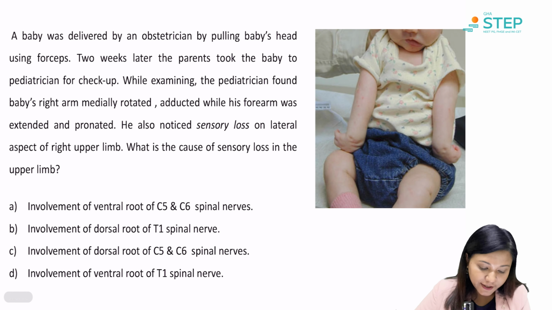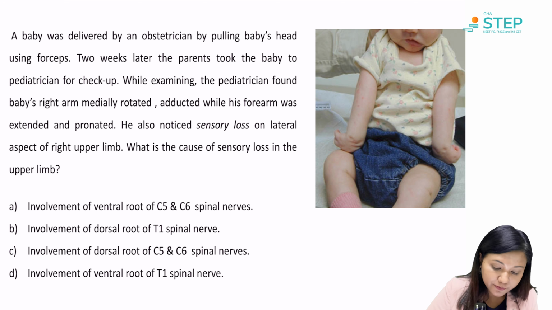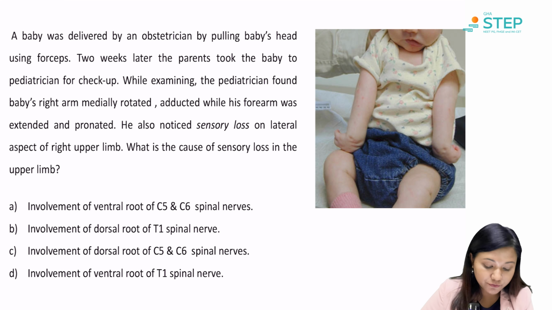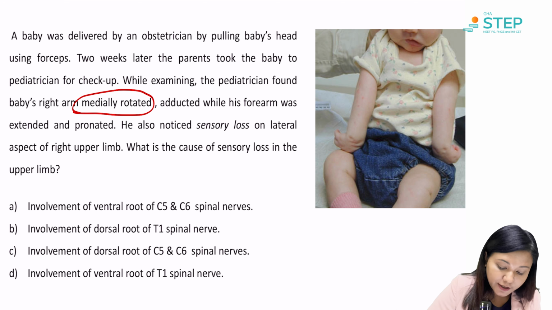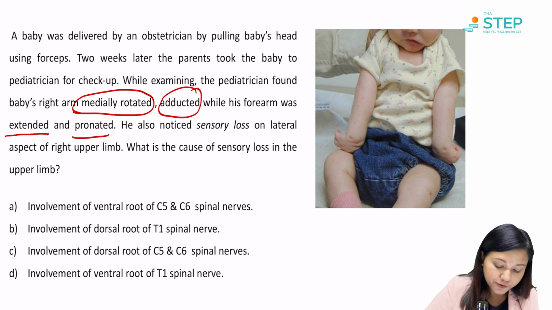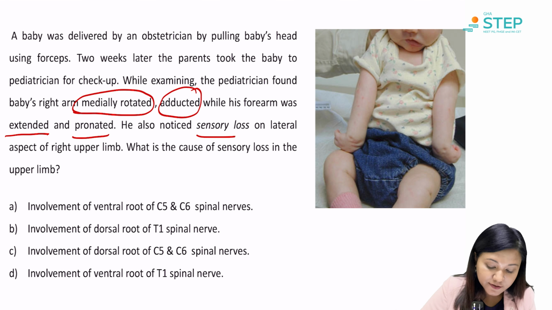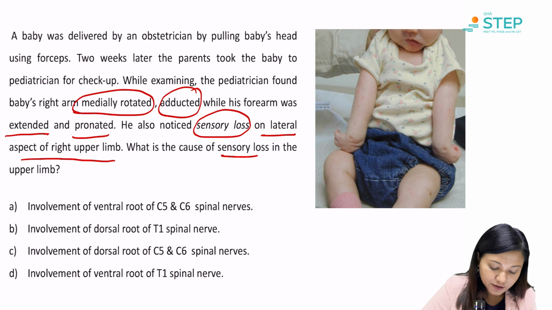Okay, next question. A baby was delivered by an obstetrician by pulling the baby's head using forceps. So it was a forceps delivery. Two weeks later, the parents took the baby to the pediatrician for a checkup. While examining, the pediatrician found the baby's arm medially rotated and adducted, while the forearm was extended and pronated. He also noticed sensory loss on the lateral aspect of the right upper arm. What is the cause of the sensory loss in the upper limb?